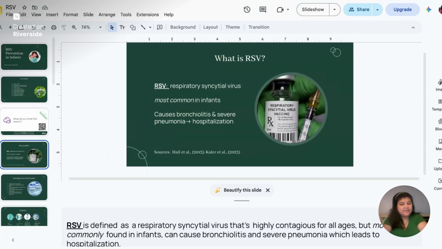What is RSV? RSV is defined as respiratory syncytial virus, which is highly contagious for all ages but is most commonly found in infants, which is scary if you think about it. It can cause bronchiolitis and severe pneumonia, which leads to hospitalization.